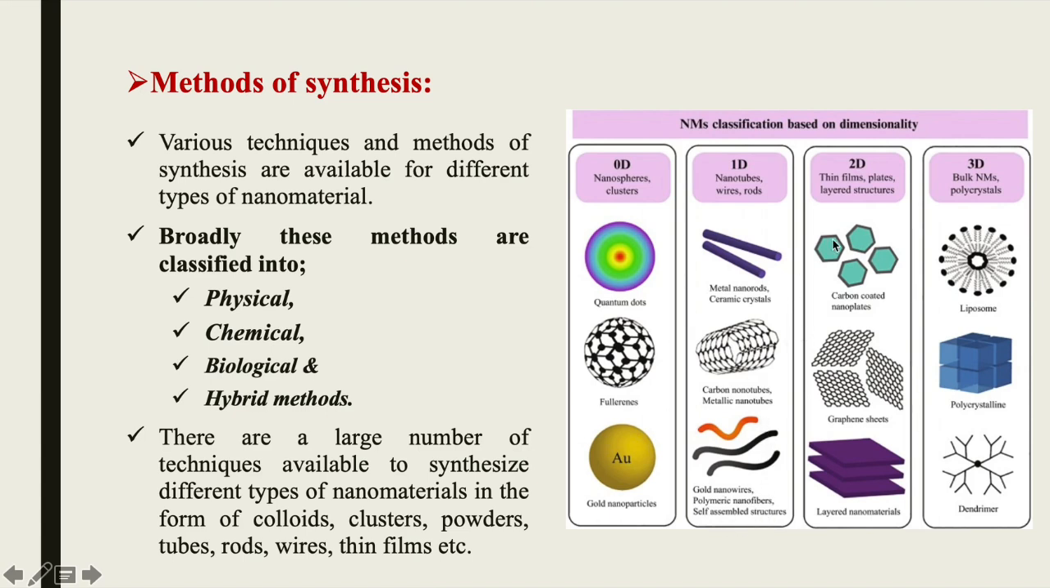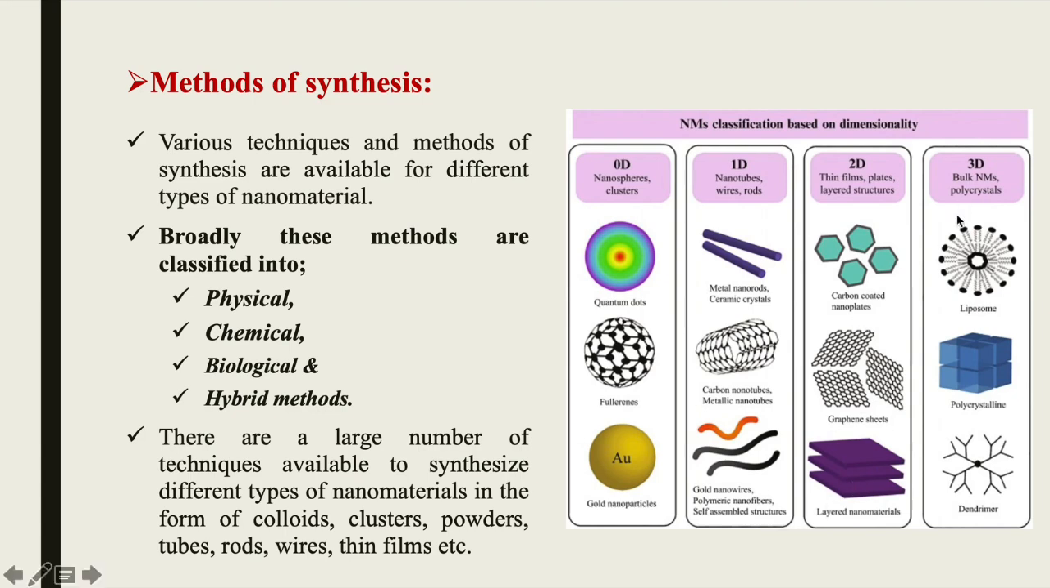Now we are going to see 2D, two dimensional nanomaterials. This is also one kind of classification in terms of dimensionality. But as given here, the material types and form of the types. So here thin films come in 2D. You can coat it using a spray technique, like carbon coated nanoparticles or graphene sheet, or can be layered nanomaterials. So this category comes in two-dimensional nanomaterials.